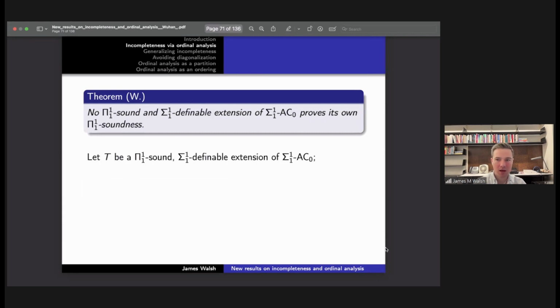So how do we prove this? We're going to let T be a Π¹₁ sound Σ¹₁ definable extension of Σ¹₁ choice. Well, then, as we just mentioned, that means the recursive proof theoretic ordinal of T is strictly less than ω₁^CK, i.e., the recursive proof theoretic ordinal of T has a recursive presentation. So there's some recursive presentation, call it Prec*, such that the recursive proof theoretic ordinal of T, T_rec, just is the order type of this relation Prec*.